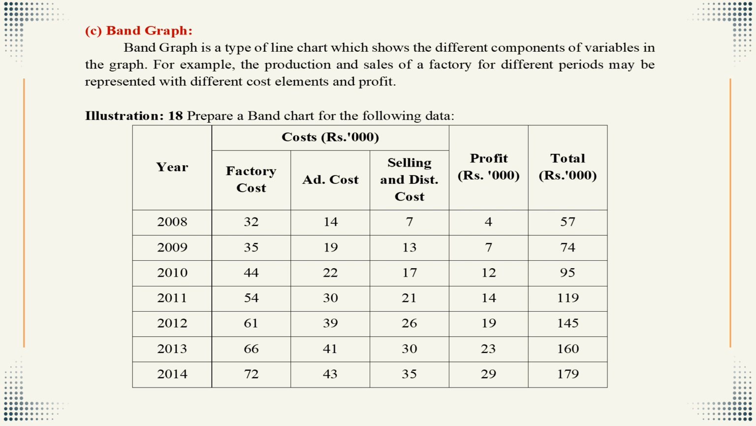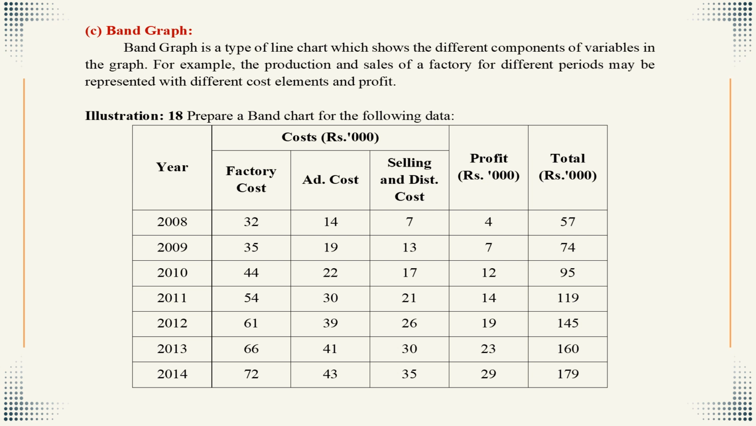Next one is band graph. Band graph is a type of time line chart which shows the different components of variables in the graph. For example, the production and sales of a factory for different periods may be represented with different cost elements and profit. To give more explanation, an illustration has been given for 2008 to 2014.